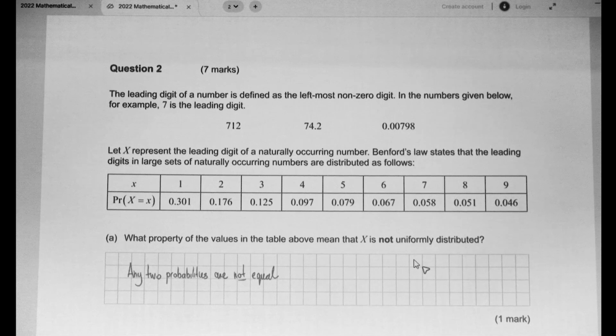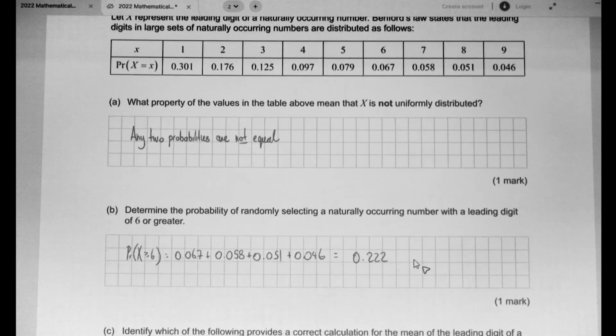Question 2. Okay, so we've got some statistics going on, probabilities going on. Part A, as long as they had words to the effect that the probabilities were not all the same, there were 2 probabilities that weren't equal, something like that, they got the mark. Part B, now, it was 1 mark, so they could just put down 0.222 and get that mark. We would love to have seen evidence of them adding the 4 component bits from the table.